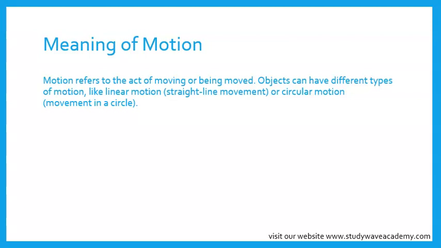Motion refers to the act of moving or being moved. Objects can have different types of motion, like linear motion or circular motion. Motion means when something is moving or changing its position, okay? Like when you walk, run, or even when a car is driving, that's motion. Anything that changes where it is or how it's moving is showing motion. Do we understand that?